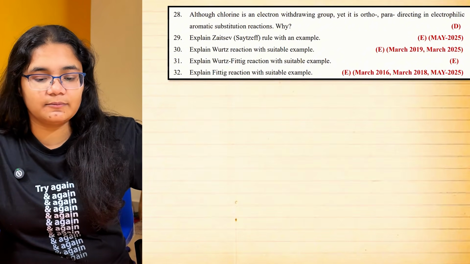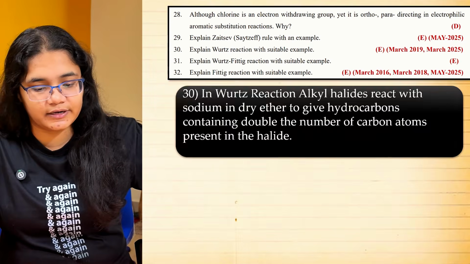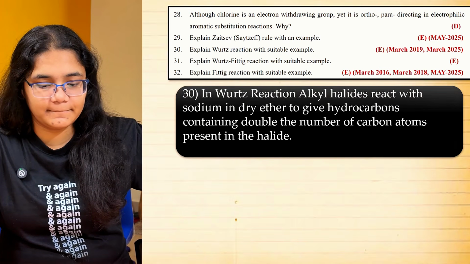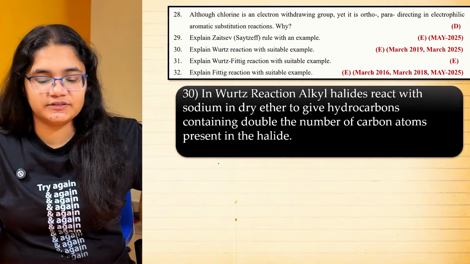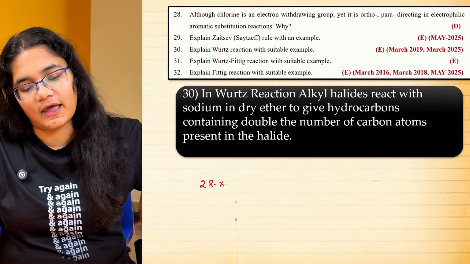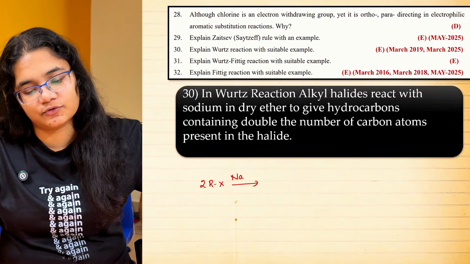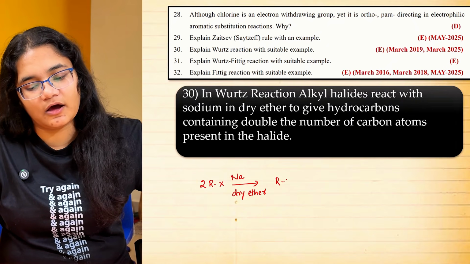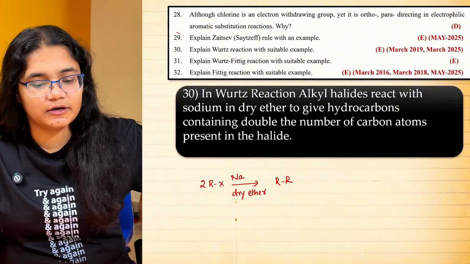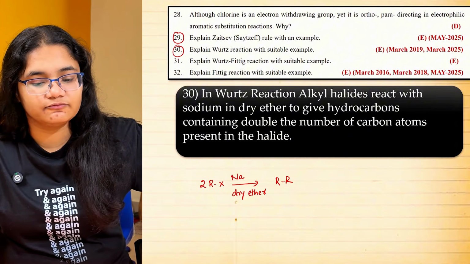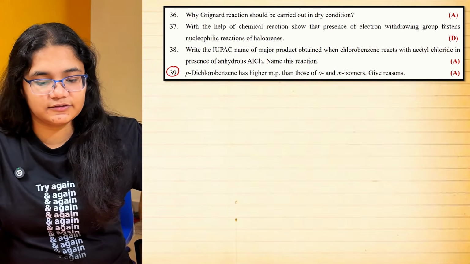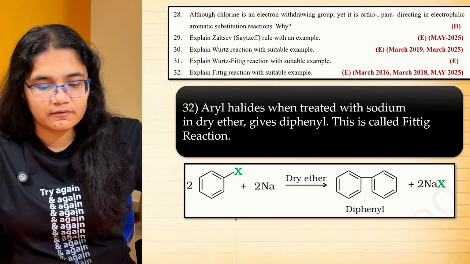Now next, question number 30, Wurtz reaction. I have already explained, you can see how to write. So the Wurtz reaction, you have to just take 2 RX, and if you treat them in the presence of sodium and dry ether, you will get R-R. Okay, so this is an important question. Wurtz-Fittig also discussed, Fittig also we have discussed, all these reactions. So I'm just moving forward, will not take more time.